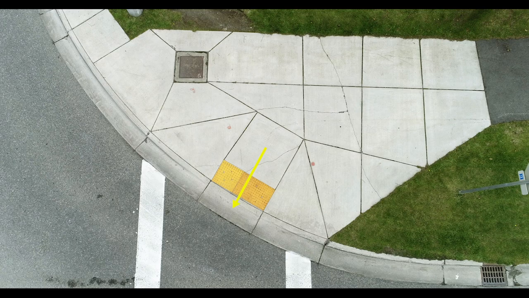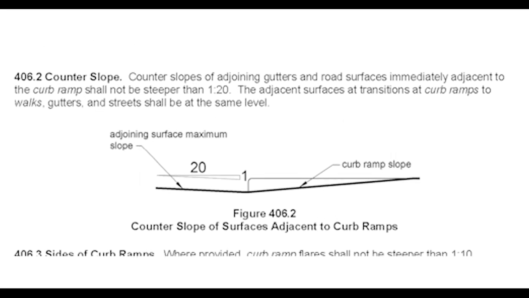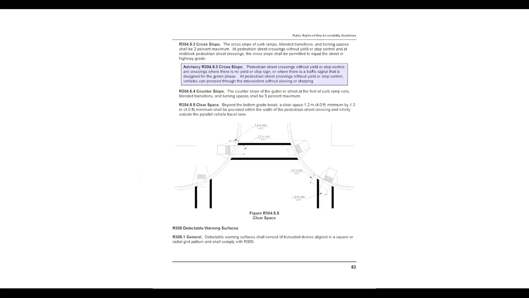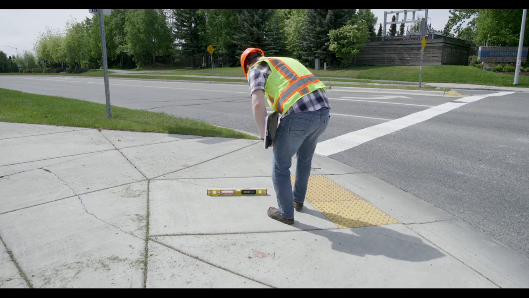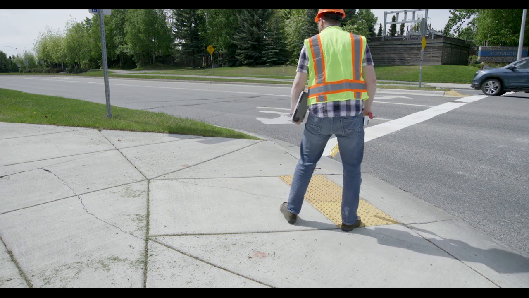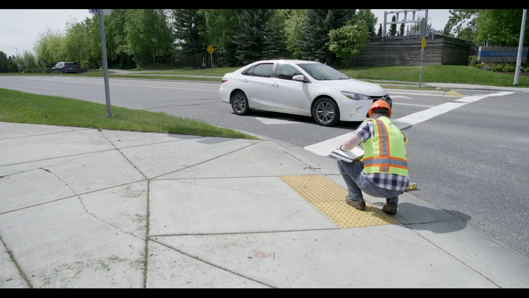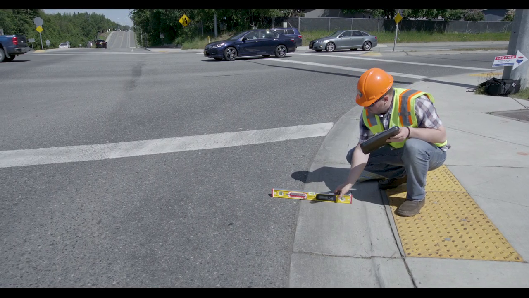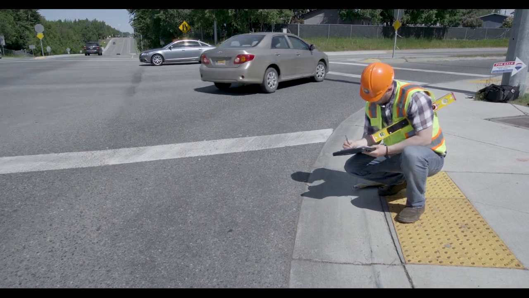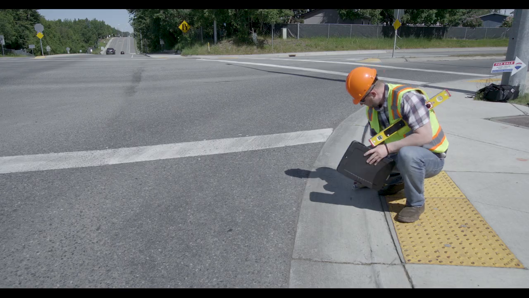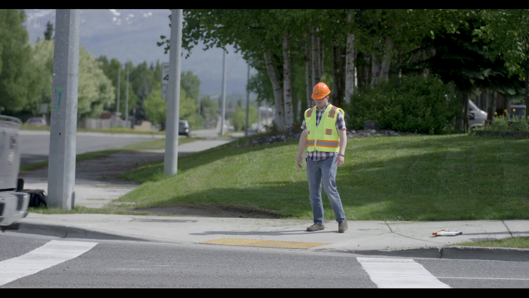Follow the ramp to the bottom and measure the counter slope. The counter slope is defined as the slope counter to the ramp slope at the base of the ramp. ADAG and PROWAG agree that a counter slope should not exceed 5%. As the counter slope may fall in the vehicular right of way, exercise extreme caution while doing this. Face the opposite direction of the flow of traffic. Wait until there is no immediate oncoming traffic. When it is safe, clear the counter slope of all debris, place the level, and record the counter slope in row E of the data sheet.